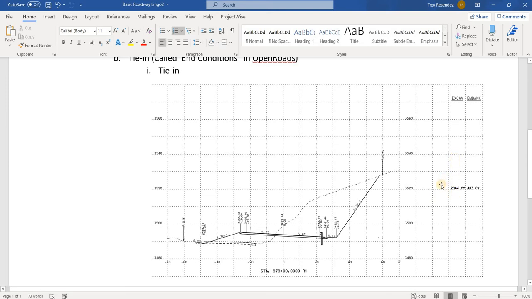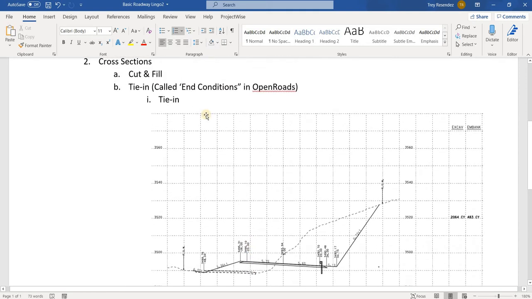We can see this with the excavation quantities, which is more than the embankment in this cross section. It does make sense because we have this huge amount of cut here and a relatively smaller amount of fill in this section. So that's what cut and fill means.